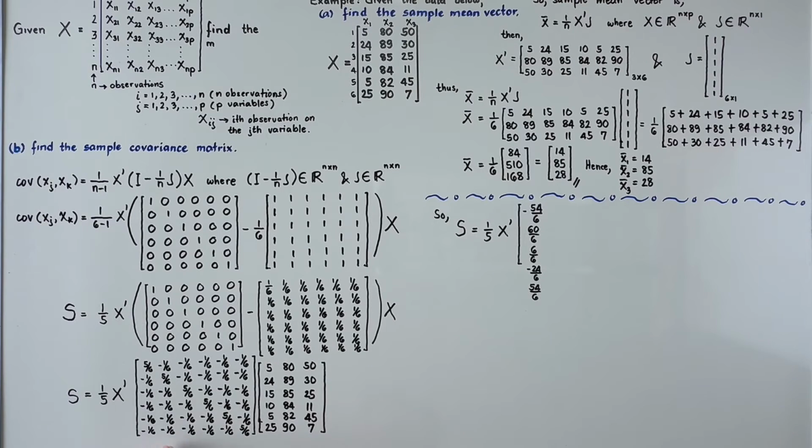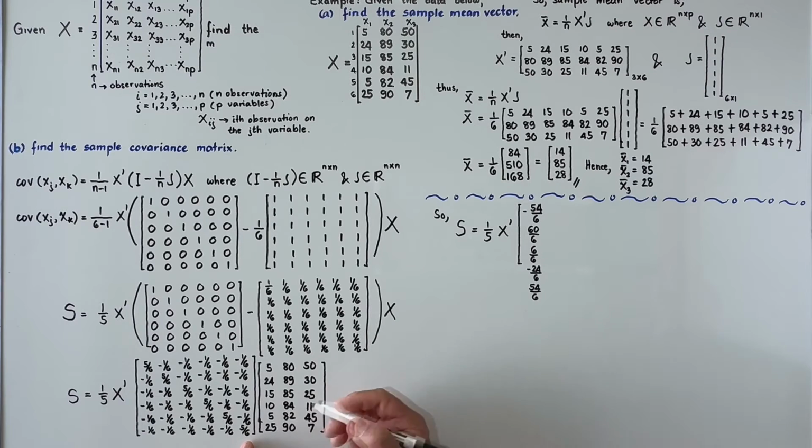And lastly, multiplying the last row by the first column, we have negative 5/6 plus negative 24 over 6 plus negative 15 over 6 plus the negative 10 over 6 plus the negative 5 over 6 plus 5/6 times 25, it's 125.